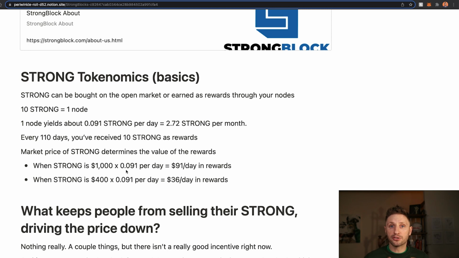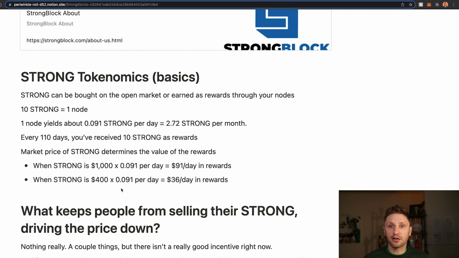And since Strong is purchased on the open market, it's the market that sets the value for 1 Strong. Strong has fluctuated a decent amount over the past several months, although it seems to be doing pretty well during what seems to be a pretty bear market right now. So a quick example of this: when Strong was at $1,000 and you're earning 0.91 Strong per day, that's about $91 per day in reward. Obviously it's unrealized because it's still in the protocol, but you can pull it out whenever you'd like.